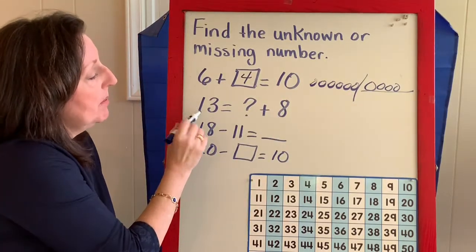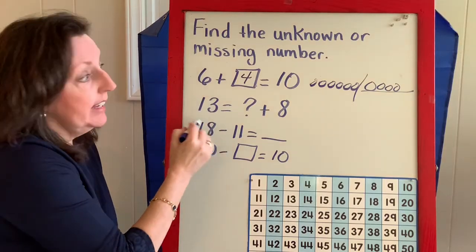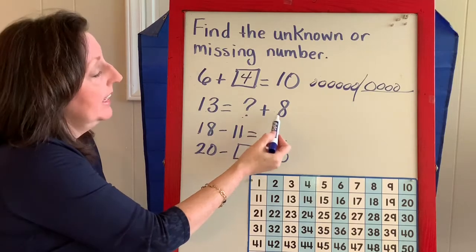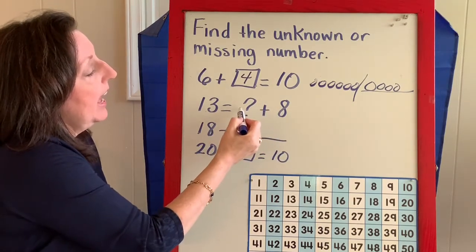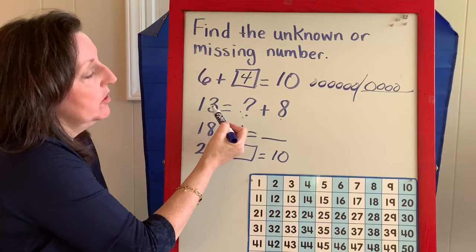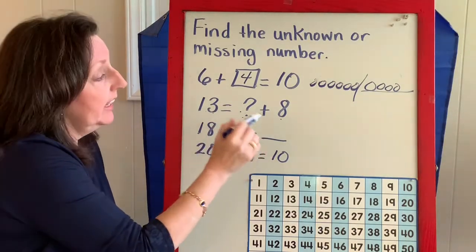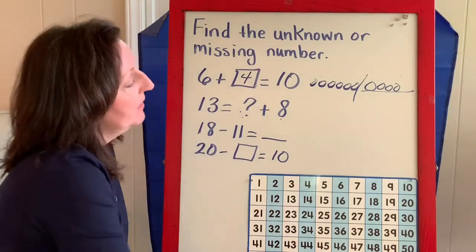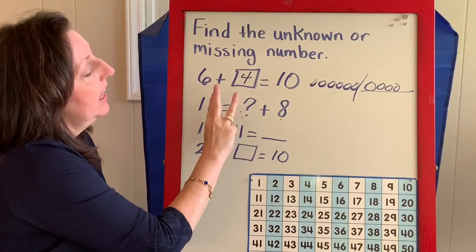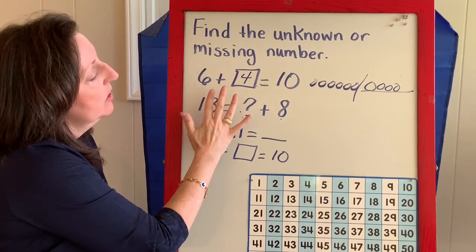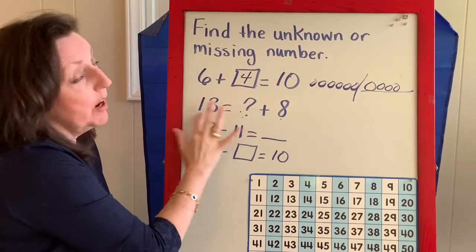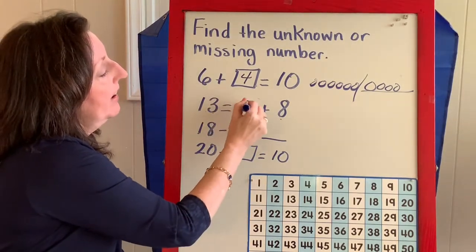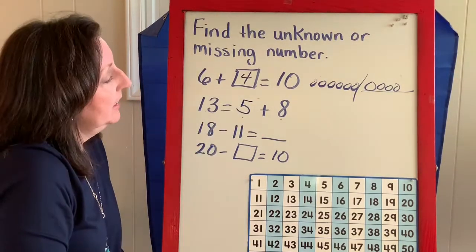Let's look at the next problem. 13, there you got that equal at the beginning. 13 equals something plus 8. I need to know what I can add to 8 to make 13. You could hold 8 in your head. That would be quicker. 8, 8, 8, 8, 8. Do it with me. What comes after 8? 9, 10, 11, 12, 13. So I stopped at 13 because that's where I want to stop. So I know 8 plus 5, or 5 plus 8, is 13.